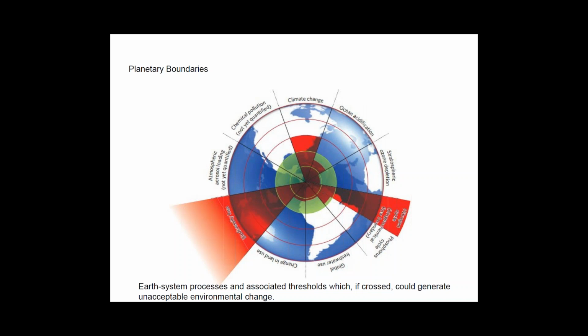They have a nice infographic here that breaks it down pretty easily into these different wedges. I'll talk a little more about these categories on the next slide, but they are climate change, ocean acidification, stratospheric ozone depletion, nitrogen and phosphorus cycles, global freshwater use, changing land use, biodiversity loss, atmospheric aerosol loading, and chemical pollution.